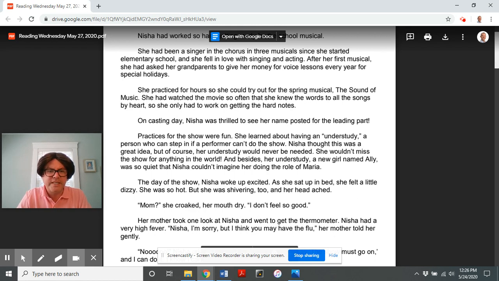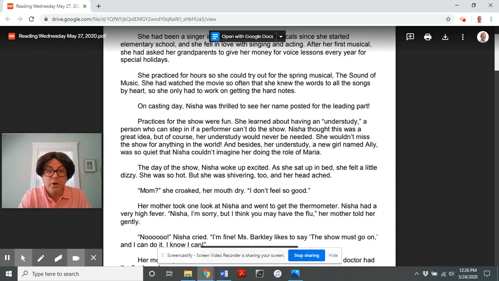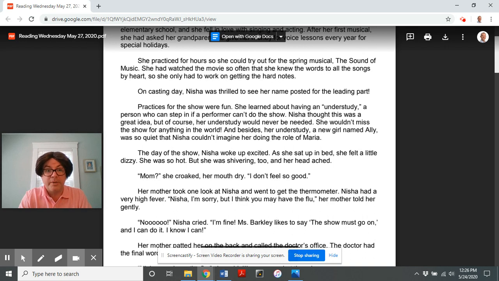The day of the show, Nisha woke up excited and she sat up in bed. She felt a little dizzy. She was so hot, but she was shivering too, and her head ached. "Mom," she croaked, her mouth dry. "I don't feel so good." Her mother took one look at Nisha and went to get the thermometer.